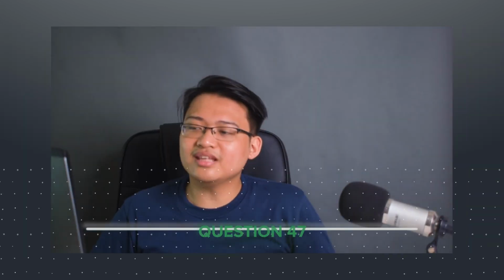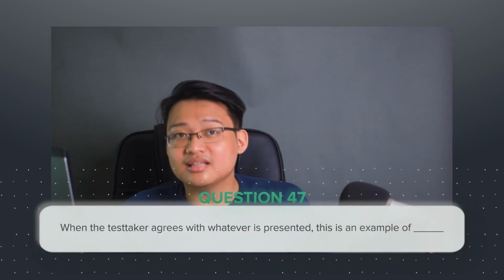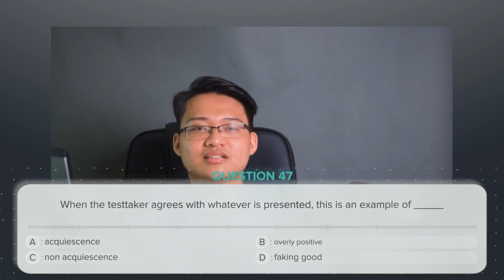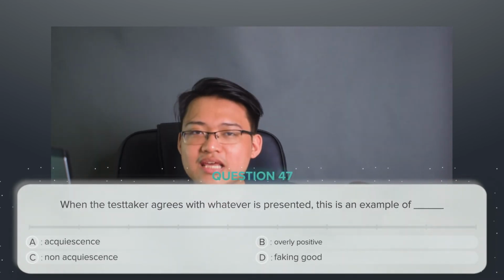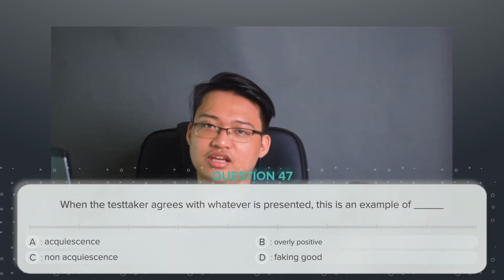It's a final exam. When the test taker agrees with whatever is presented, this is an example of blank. A. Acquiescence, B. Overly positive, C. Non-acquiescence, or D. Faking good.